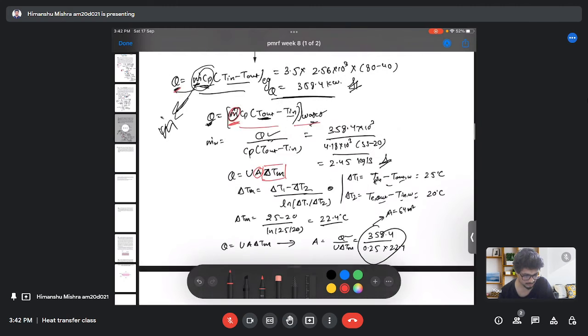And then, since we need to find the area here, we need the log mean temperature difference, and it is given in the question that it is a counter flow heat exchanger. We need to first check whether it is parallel or counter, and based on that we find the log mean temperature difference, and then we can find either the length or the area.